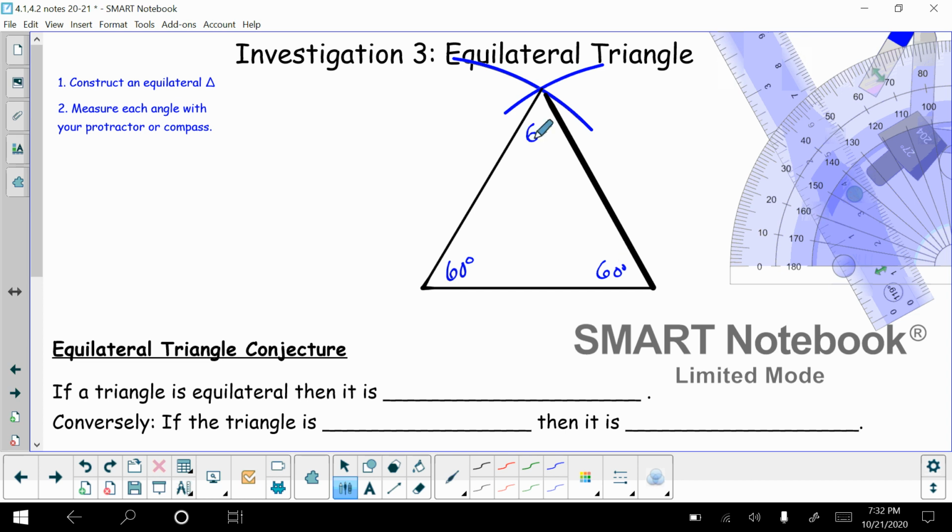So what happens when all of the angles are 60? That means it is also saying that that's equiangular. Okay, so if you have a triangle that is equilateral, then it is equiangular. That's what goes in that first blank. Equiangular. Then it says conversely, so think of the converse, so we want to kind of flip that around. It says if the triangle is equiangular, so we want to put that one in the front now.